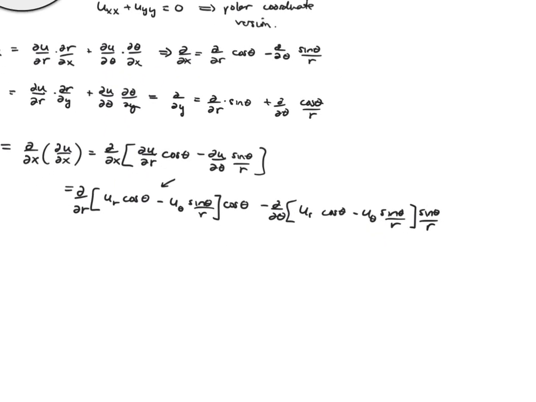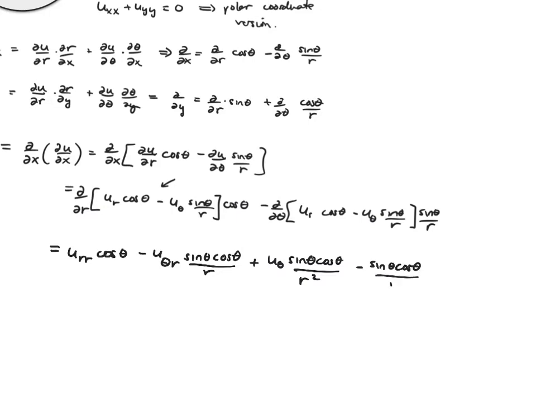And when you multiply all this through and clean it up, you get u_rr cos squared theta, minus u theta sine theta, we got a cos theta, that's over r, plus we've got a u sub theta, sine theta cos theta over r squared. Got a minus sine theta cos theta over r u sub r theta.